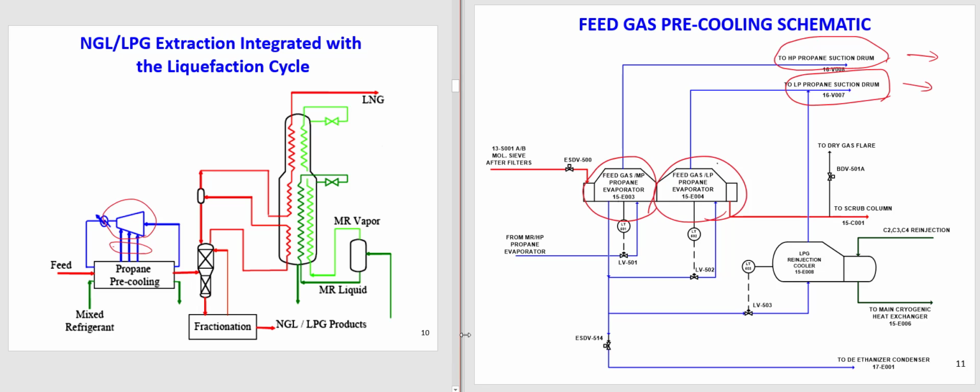Suction drums are used to remove, first of all, liquid from vapor, so only vapor goes to the compressor. They are also connected with a recycle stream from the output of the compressor to avoid any surge problem in the compressors.